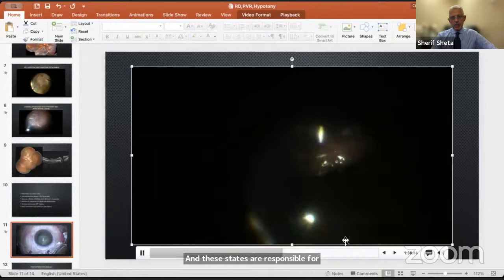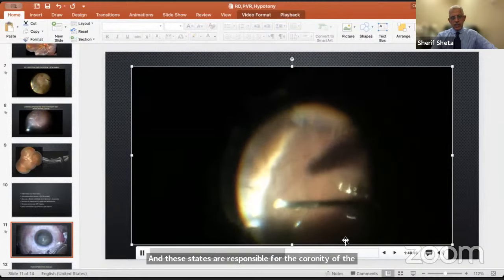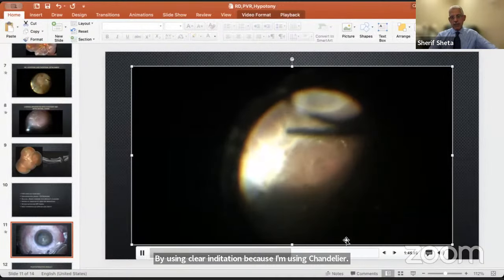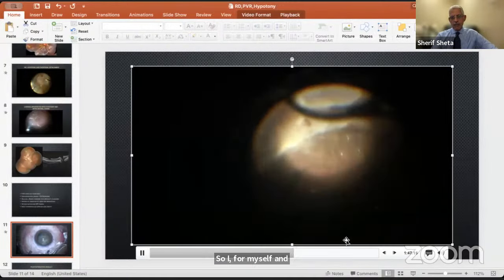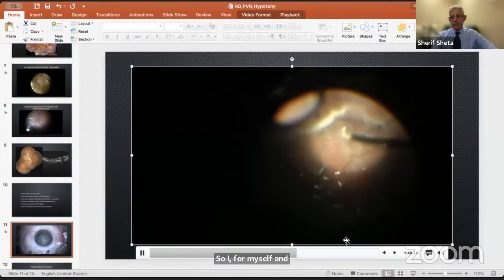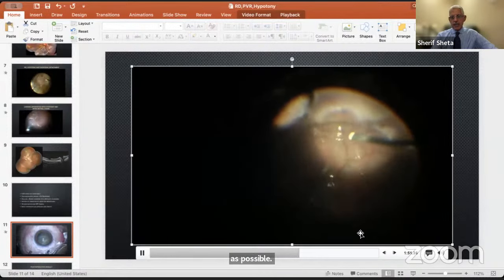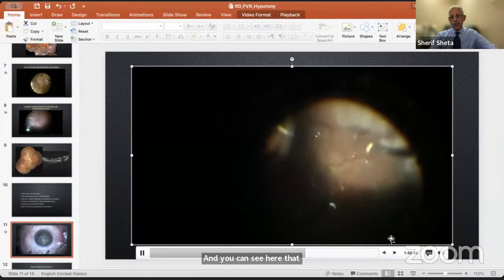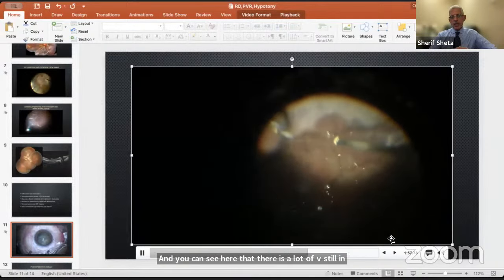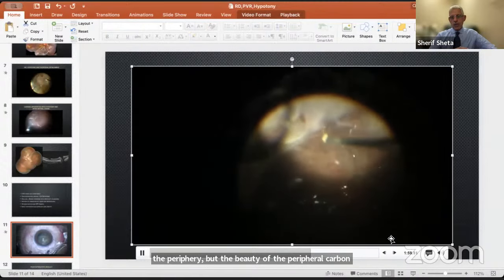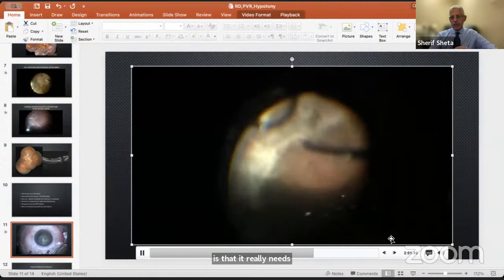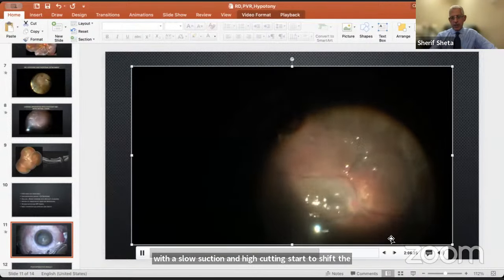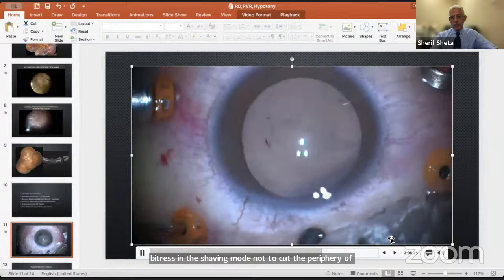We shave the vitreous base by using scleral indentation because I'm using chandelier. So I indent for myself and shave the vitreous base as much as possible. And you can see here that there is a lot of vitreous still in the periphery. But the beauty of the perfluorocarbon is that it delineates where the vitreous is. And so with a slow suction and high cutting, start to shave the vitreous in the shaving mode, not to cut the periphery of the retina. And you spend a lot of time shaving the vitreous base.